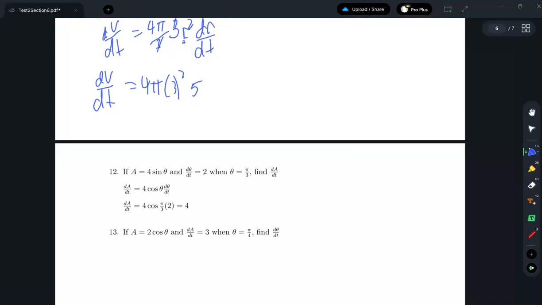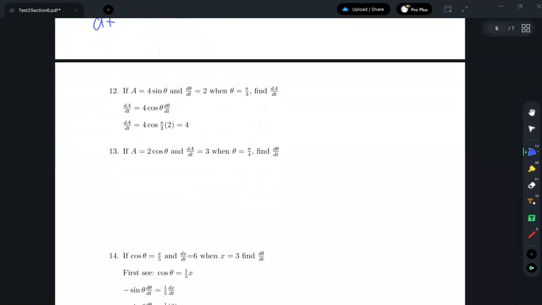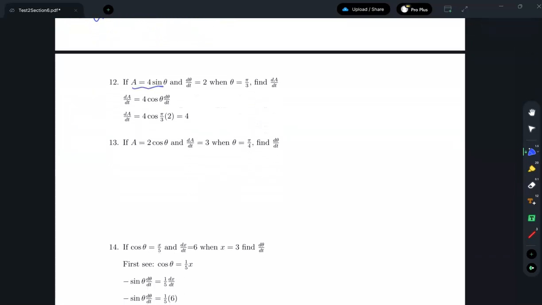Not so bad. Okay, so let's look at this one. So here is an area formula for sine theta. Got some thetas in here. So d theta over dt is given when information, find dA over dt. So again, you take the derivative, carry the 4, derivative of the sine is the cosine, and you have to multiply by the derivative of the theta, which is d theta over dt.